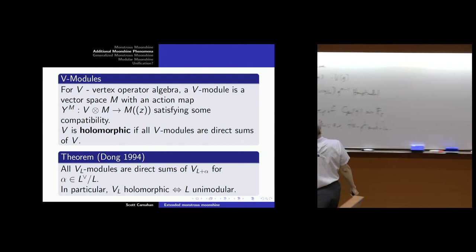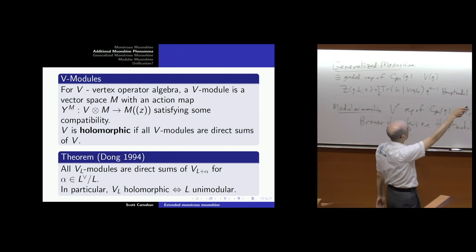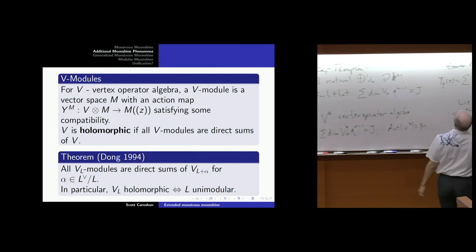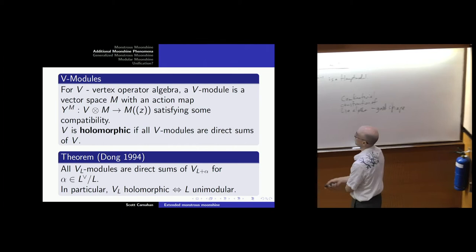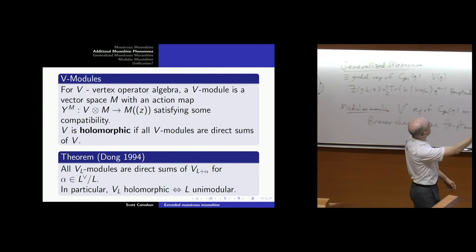And so in our first example with lattices, there's a theorem that says that for a lattice vertex algebra, the modules are just direct sums of modules that come from translating by elements of the dual lattice. And so in particular, a lattice vertex algebra is holomorphic if and only if the lattice itself is unimodular. So for example, the Leech lattice gives a holomorphic vertex operator algebra.